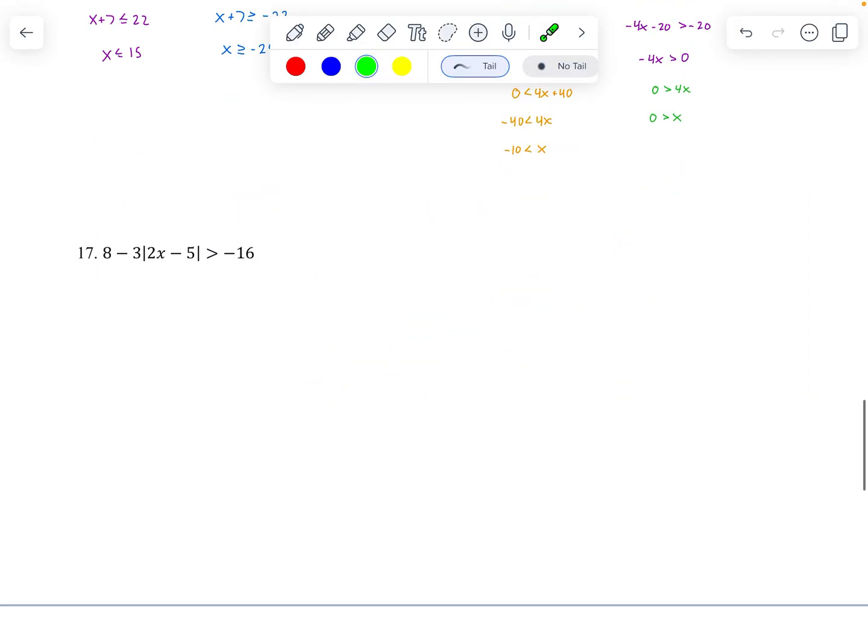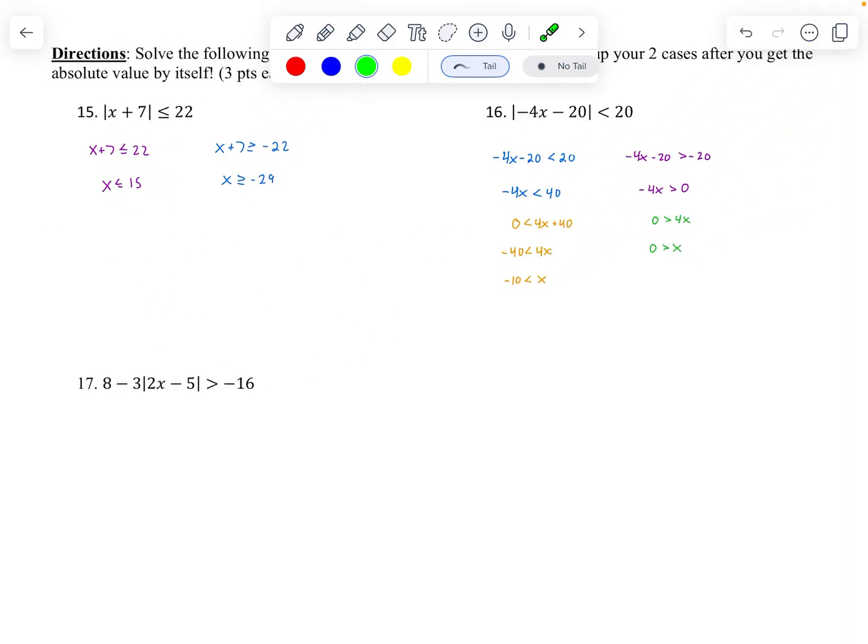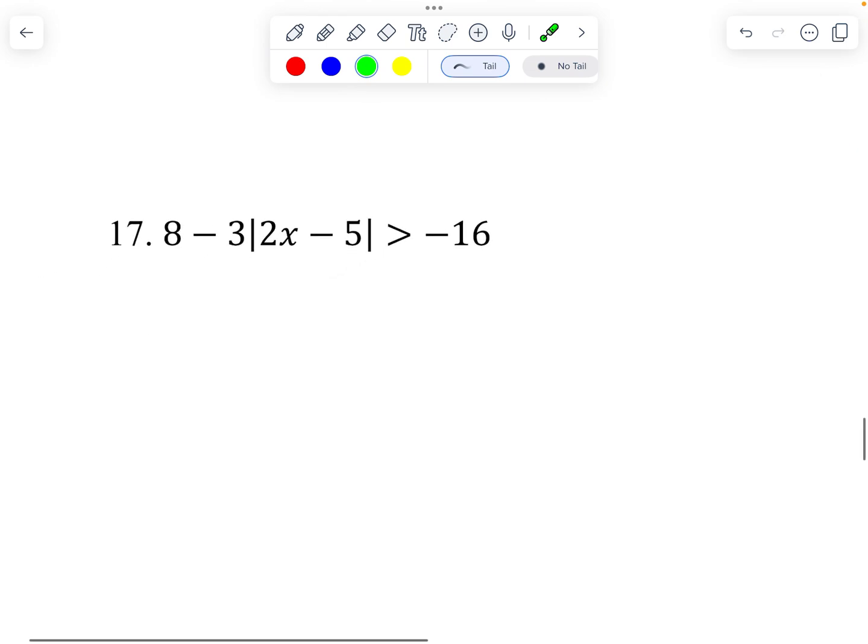And finally, number 17. So we want to make 17 look like 15 and 16, so we want to get the absolute value by itself. What's weird about this one is since there's a negative here, I'm going to take this entire thing and move it to the other side, all this. So my first step, I'm going to add that whole thing I just highlighted in blue.